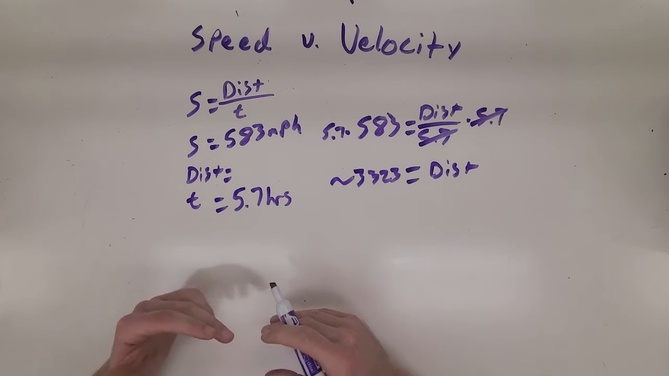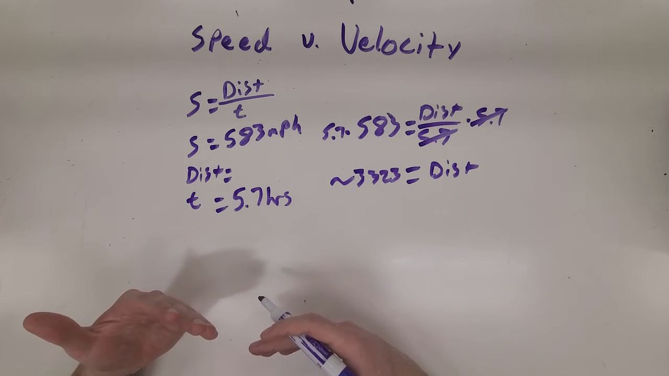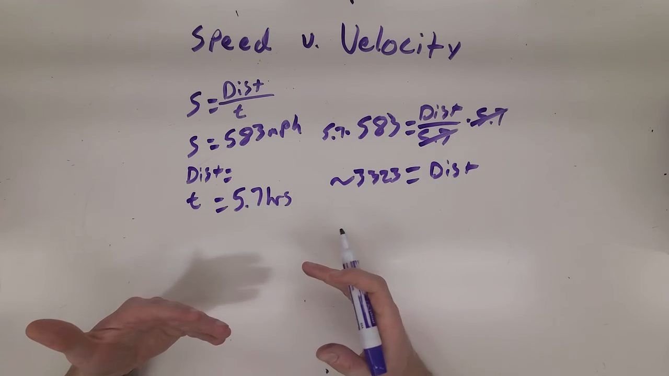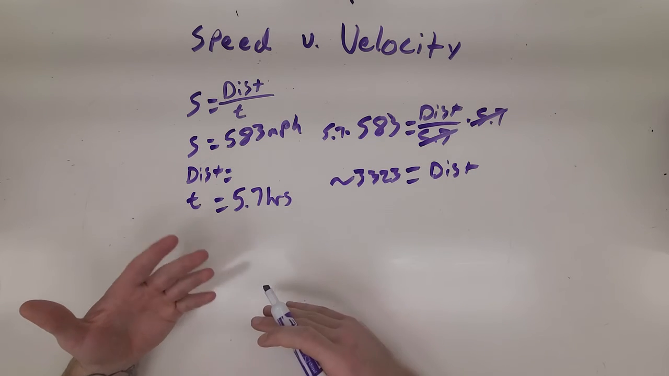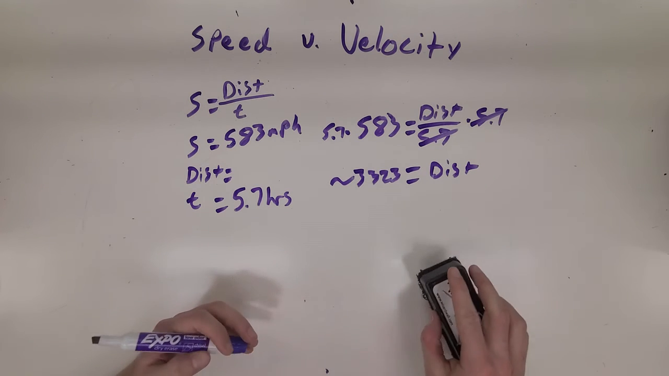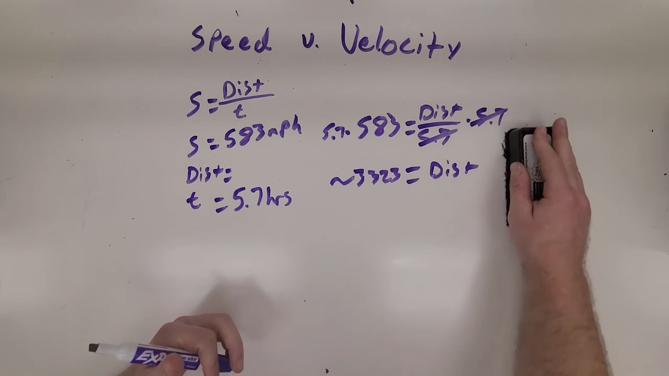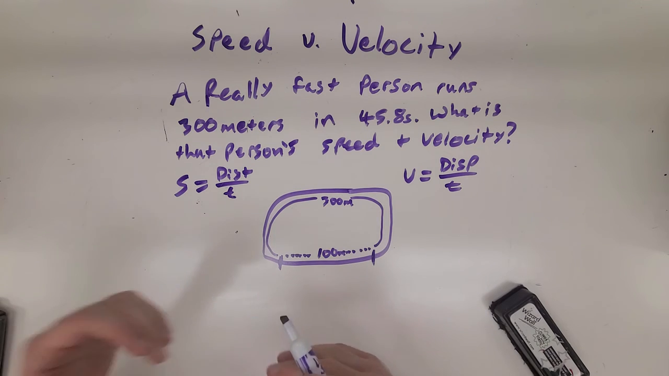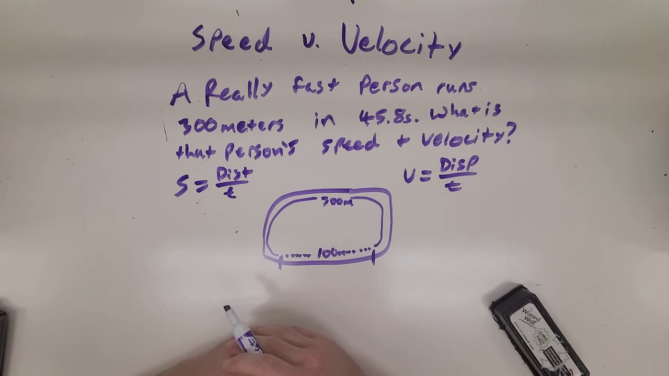Okay, let's go ahead and look at just one more example. An example where throughout the same race, maybe the speed might not necessarily be the same as the velocity, given that distance and displacement are not the same. Here's our example. We have a really fast person running 300 meters on a track in 45.8 seconds. Maybe that's not so fast, but maybe they're just jogging. It's a warm-up really quick. What is that person's speed and velocity?